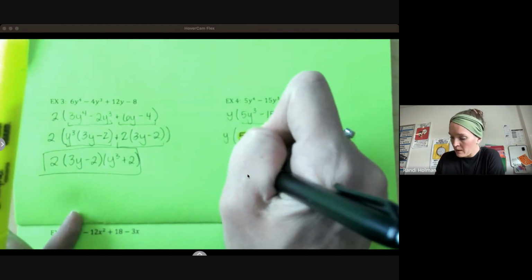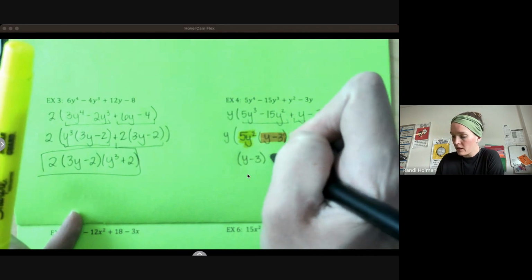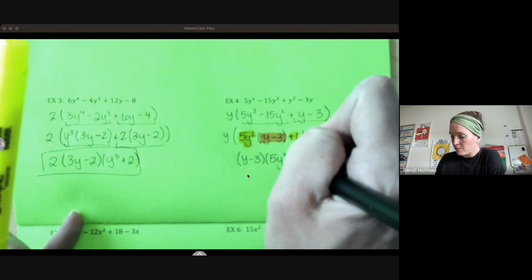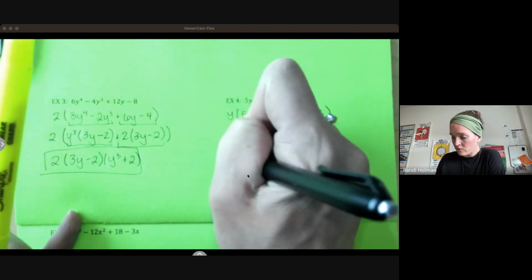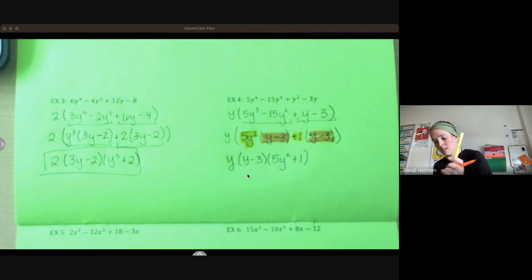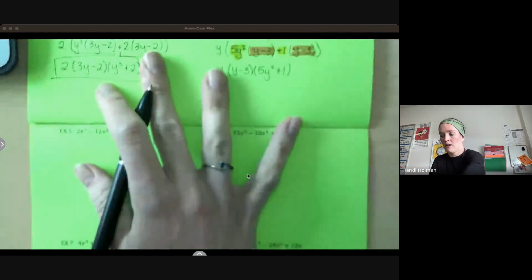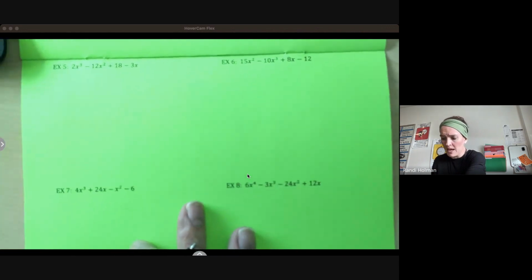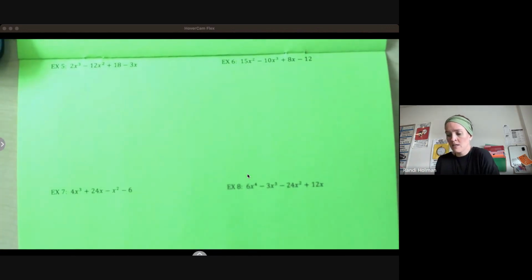So we're going to pull that y minus 3 out front, just like we pulled all of our greatest common factors out front. And then we're left with 5y squared plus 1. Don't forget this factor of y that we pulled out at the very beginning. Okay, if you're feeling pretty good about this, this would be a great time to pause, try them on your own, and come back and check.